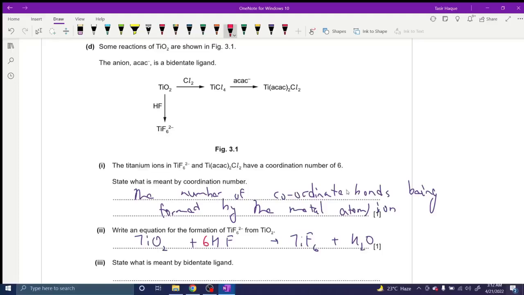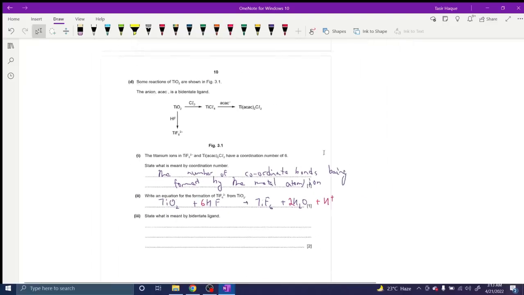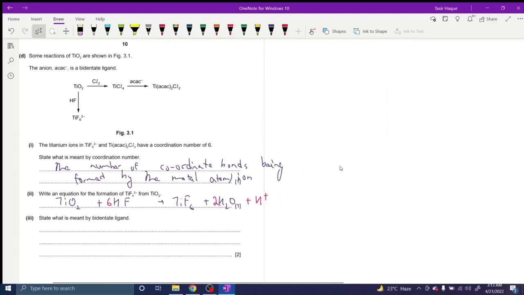Now, if you think about it, if you try to give 2 here, what happens? You have balanced oxygen, but you're not able to balance hydrogen. You still have 2 residual hydrogen. If you have residual hydrogen, remember, they can be released in the form of H+. There was another option though. You could actually balance this in this way. You could say TiO2 plus 6HF is equal to TiF6 plus 2H3O+. That is also valid, okay?